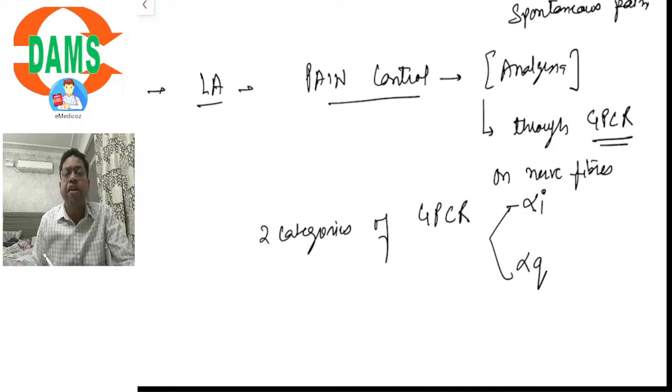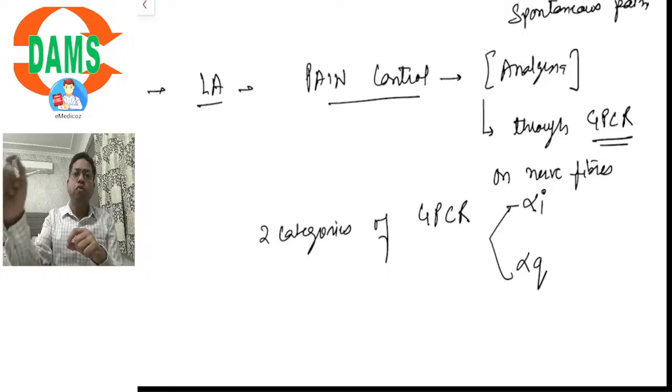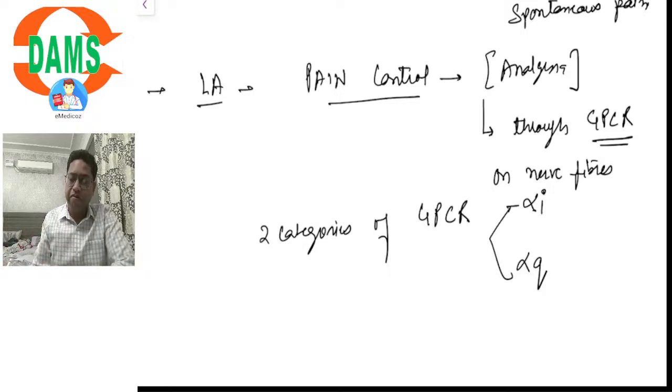What I am trying to explain is the pathophysiology of action of local anesthetics in two different modes. One is anesthesia, another is analgesia. Anesthesia means blockage of all types of sensations: pain, temperature, touch, proprioception. Analgesia means only pain control would be there. Anesthesia is through the voltage gated sodium channels, and analgesia is through the G protein coupled receptors. There are two subcategories of G protein coupled receptors, alpha I and alpha Q.